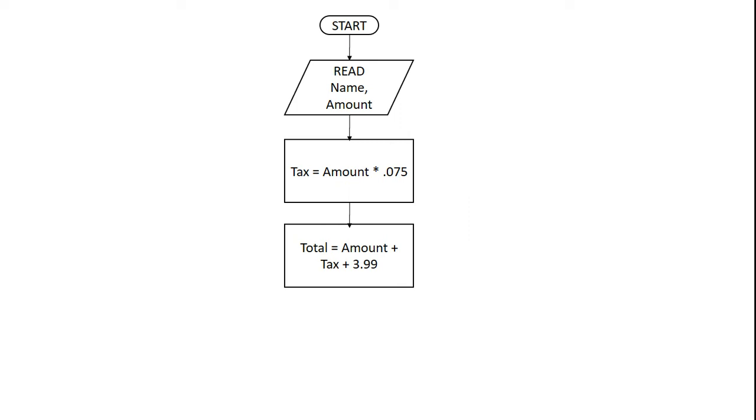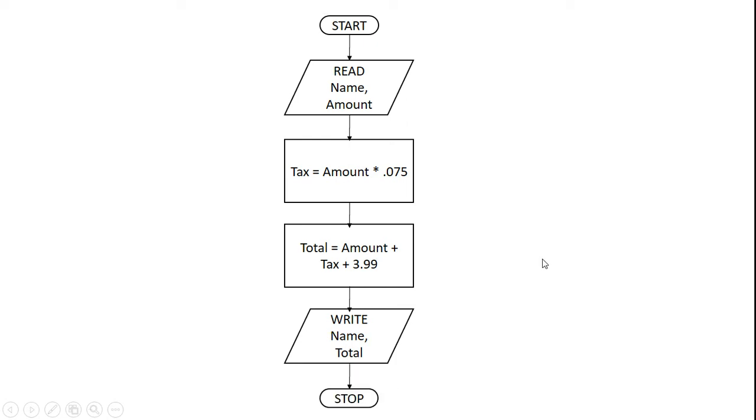We've got the total, we can output it, so we can go to another input-output symbol, parallelogram, keyword write goes in all caps, and then you can output as many things as you want. If we wanted, we could have output the name, the amount, the tax, and the total. If we want to do that, we would just put each of those variables separated by a comma. So I've got keyword write, one variable, comma space, another variable. In this case, we're just writing out their name and the total that we just calculated.